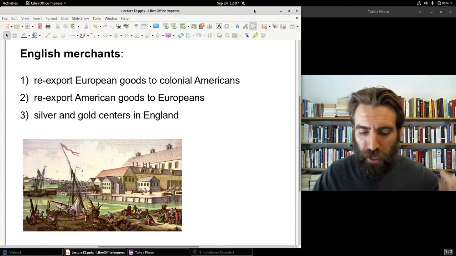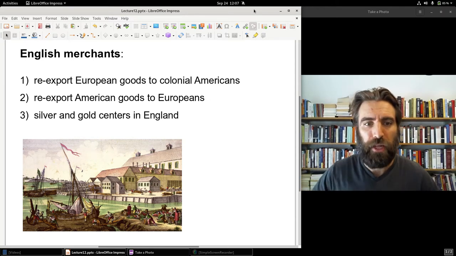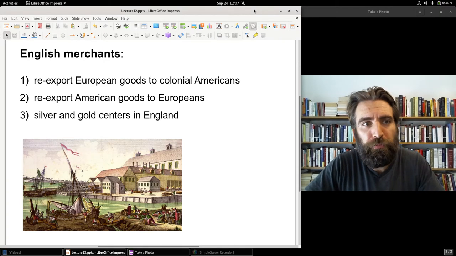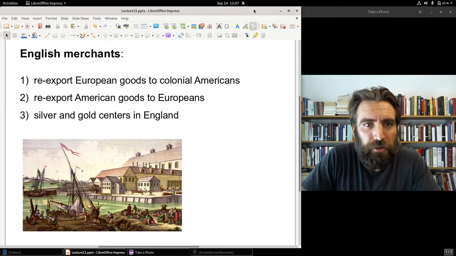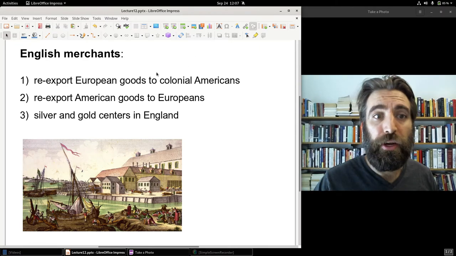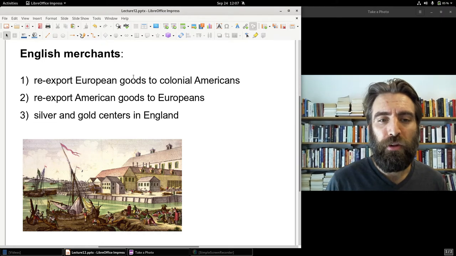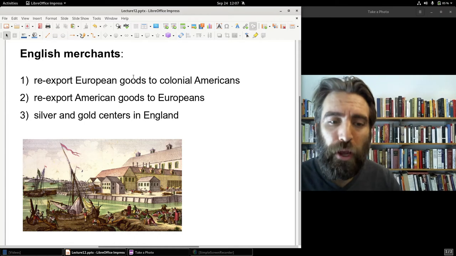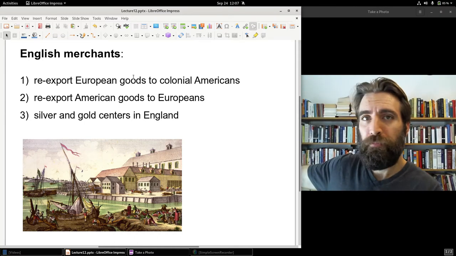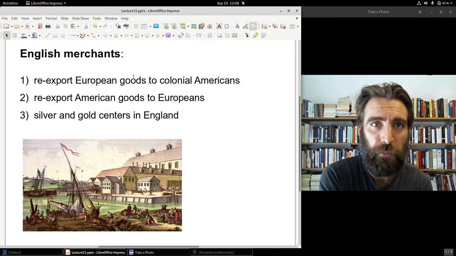English merchants were given the prominent central role in this new imperial system that the English constructed around the Atlantic Ocean. English merchants had the exclusive right to sell European goods, so continental European goods, to colonial Americans. Colonial Americans were prohibited by the Navigation Acts from buying goods directly from the Dutch or buying goods directly from the French.